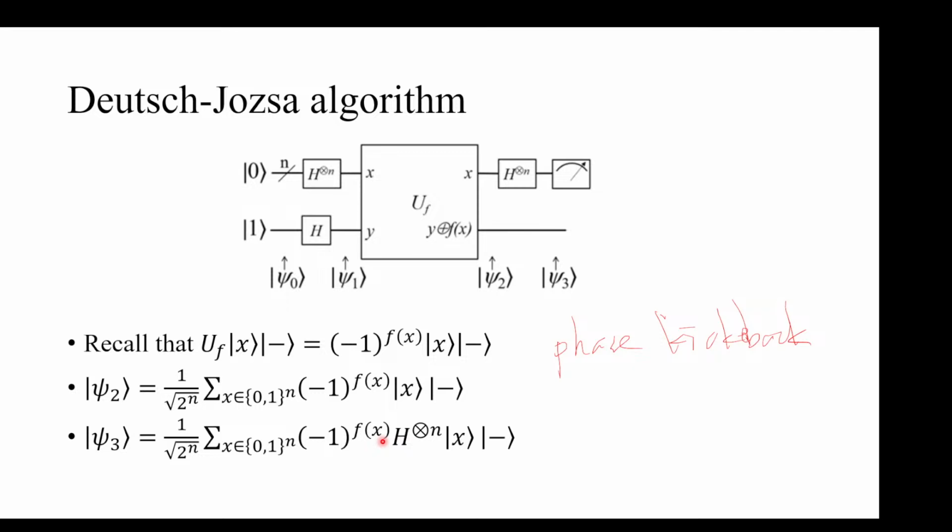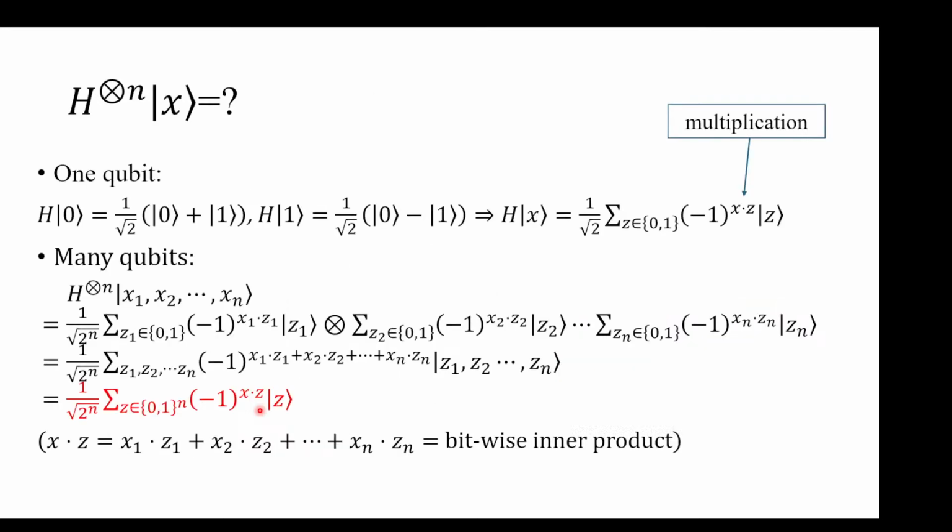Even though you think this is complicated, x is a string of 0s and 1s, so you're going to tensor a whole bunch of plus and minus together. So how do you write this cleanly? Well, we go step by step. First we think about what Hadamard does on 1 qubit. We know Hadamard on 0 is the plus state, that's 0 plus 1, and Hadamard on 1 is the minus state, that's 0 minus 1.